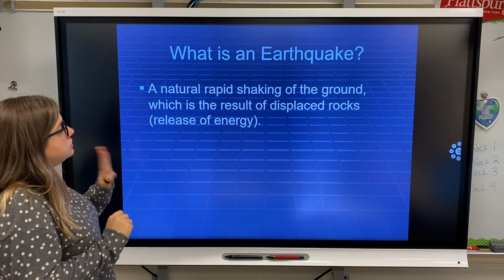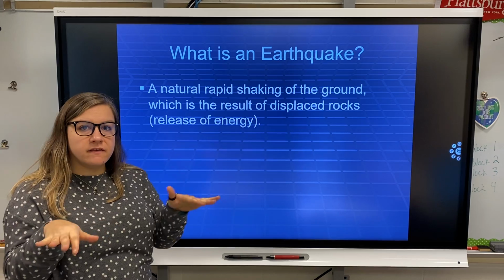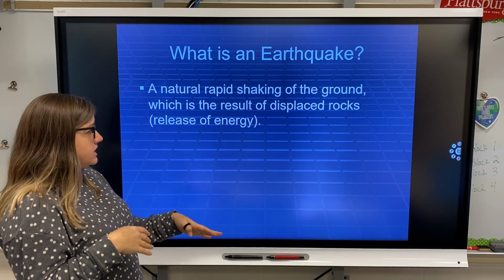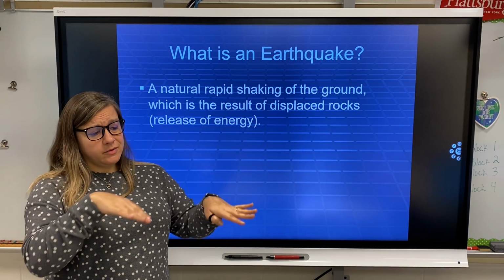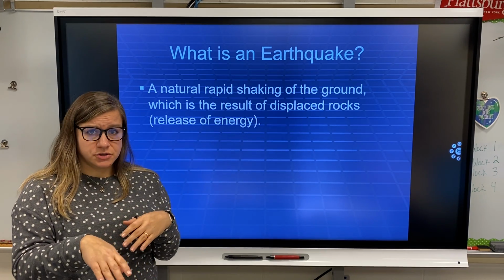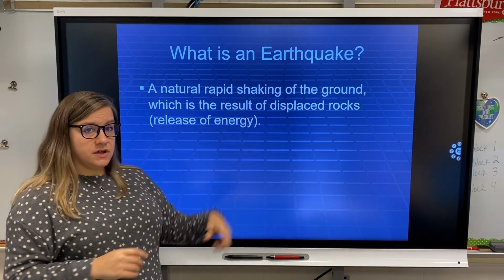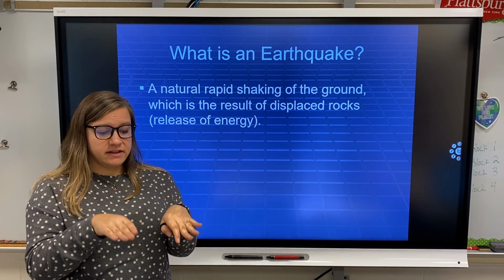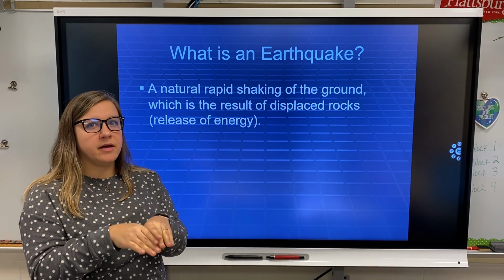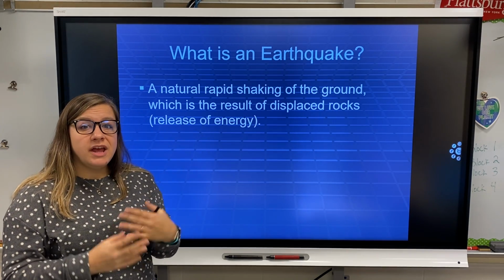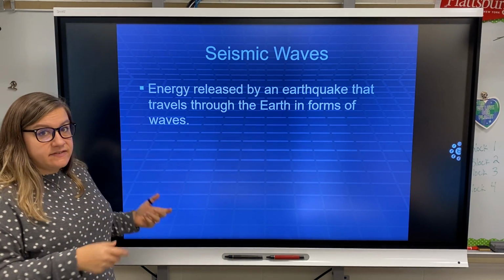All right, so what is an earthquake? Well, it's a rapid movement of the earth. It seems like a rapid movement to us, but in reality, all it is is vibrations that are traveling through the earth. It's a result of displaced rocks. So it's the fact that these rocks had so much pressure building up that all of a sudden they moved and it caused those vibrations, which causes an earthquake. And it's a release of energy.